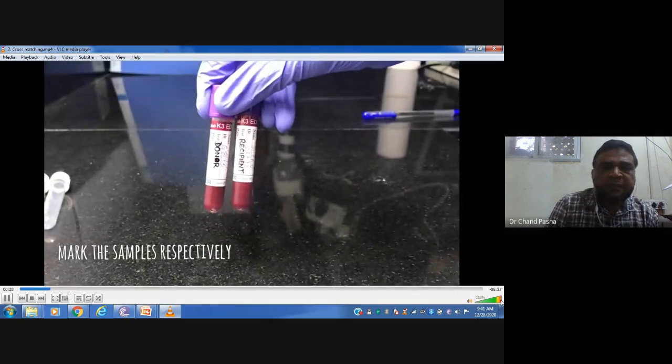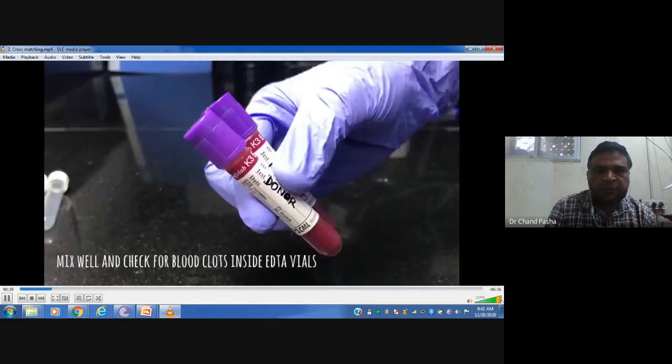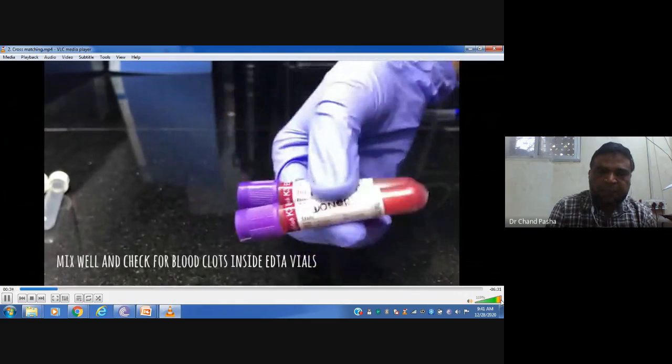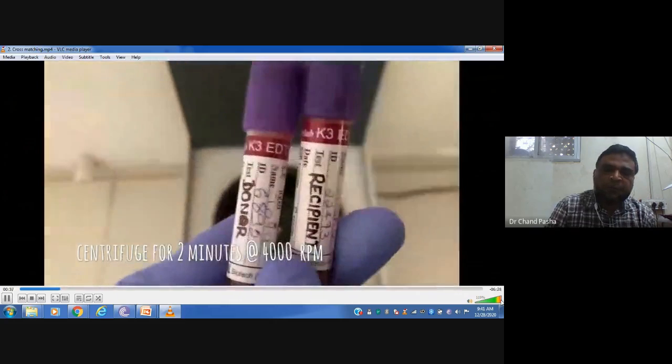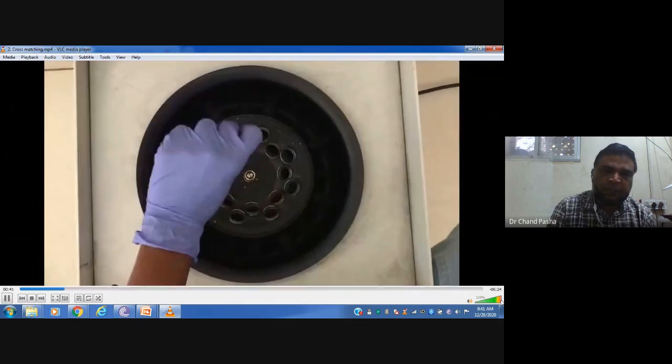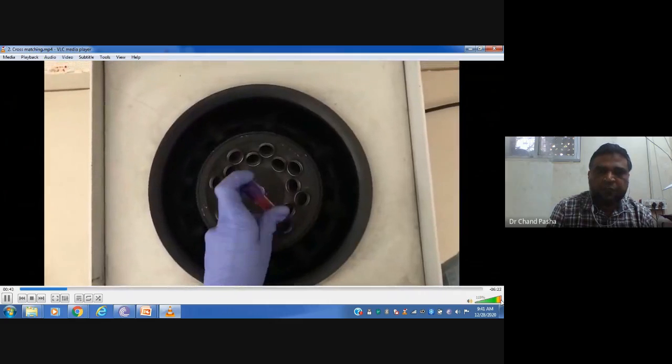Collect the samples and mark them respectively. See, these are the blood samples collected from the donor and recipient. Invert the test tube several times to check for clots. It is a very simple concept. After checking, they are good to go for centrifugation. If the sample is in serum separation tubes, then you need to centrifuge it for 4 minutes. This is the centrifugation process we are doing.